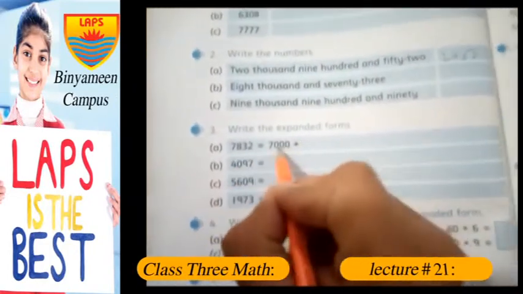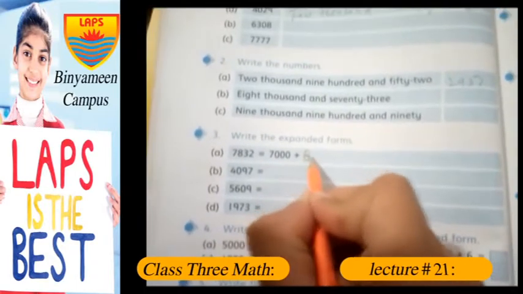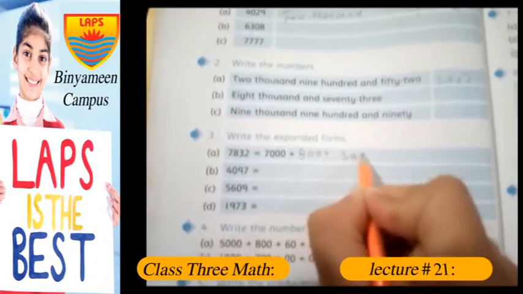And write them in the expanded form. Like the first one here is given, 7,000 is already written. For the next one, 800 plus 30 plus 2.